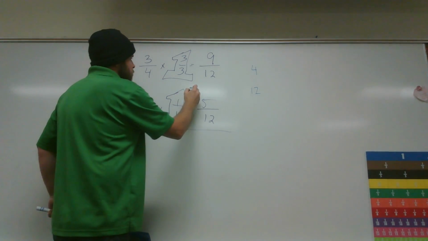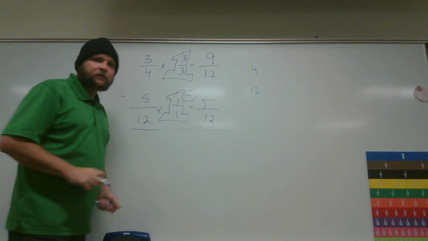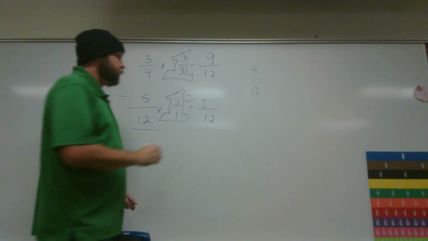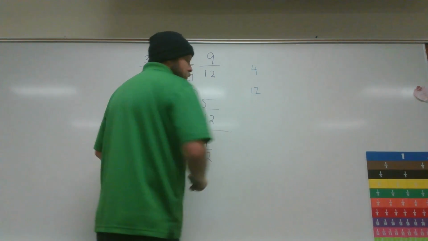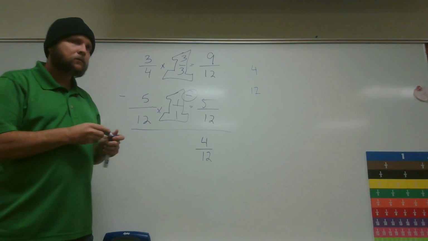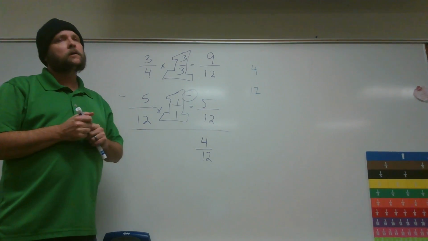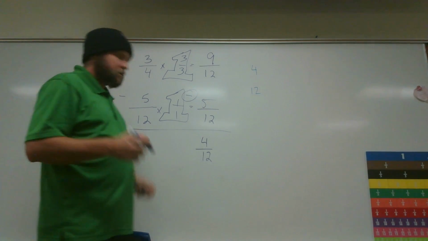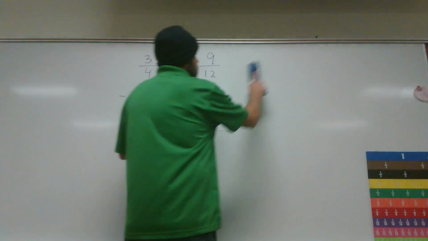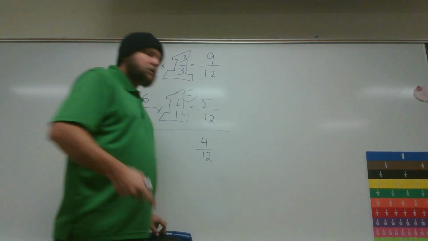It's a subtraction. Let's subtract 5 twelfths. 4 twelfths. My bad. Is that your final answer? No, it's not your final answer. You have to simplify. Or do we? Well, let's check. Let's find our factors.